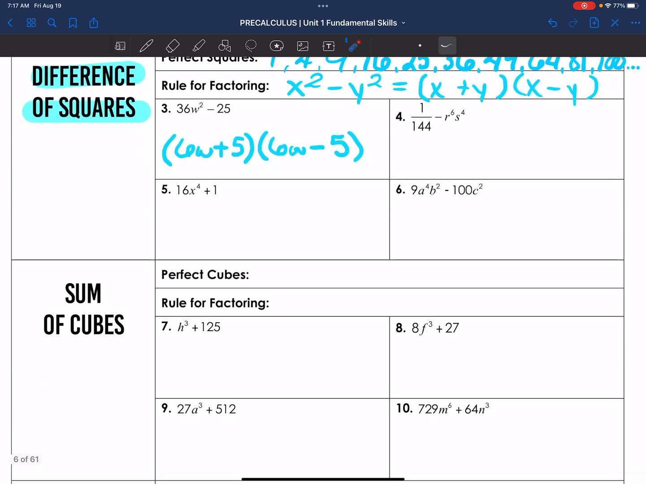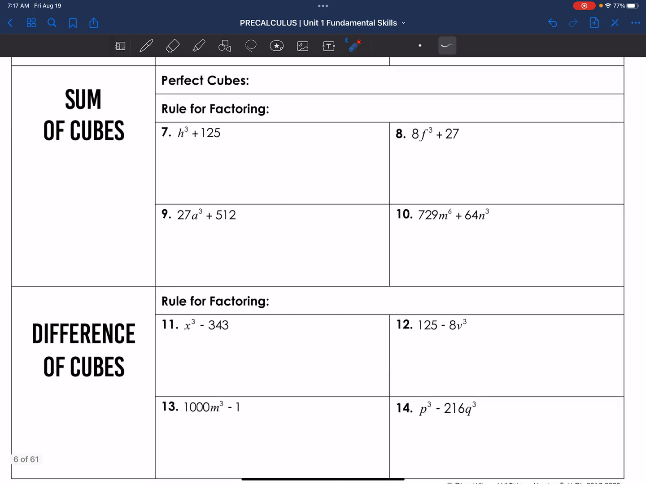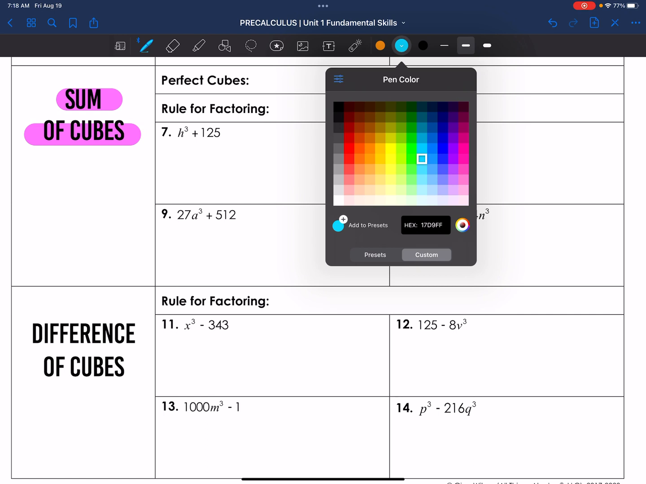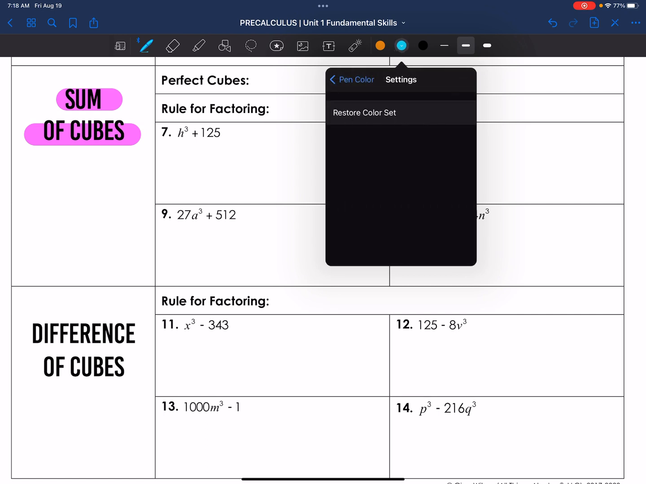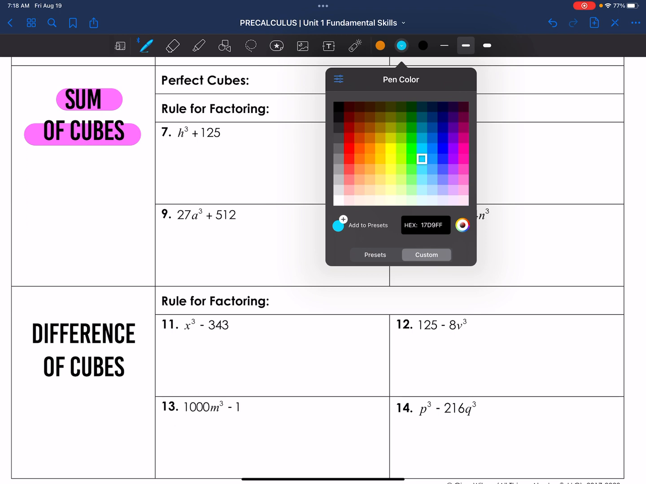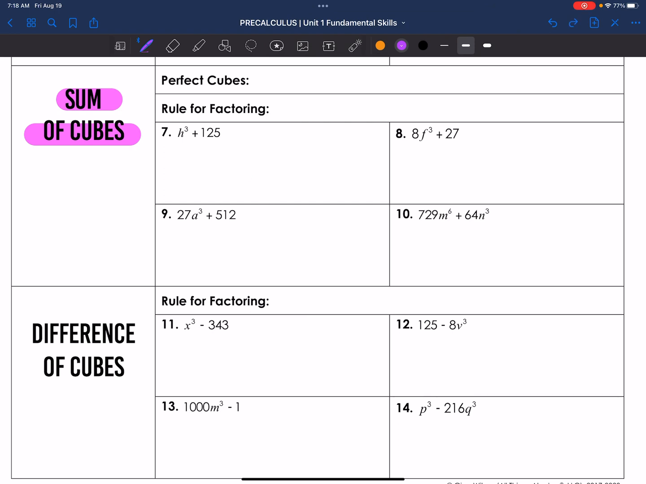Now, another special kind of factoring that we will come across is factoring the sum of cubes. So let me go ahead and get this highlighted for us. What are perfect cubes? What does that mean? What are our perfect cubes? Let me get my color here. There we go. What are perfect cubes?